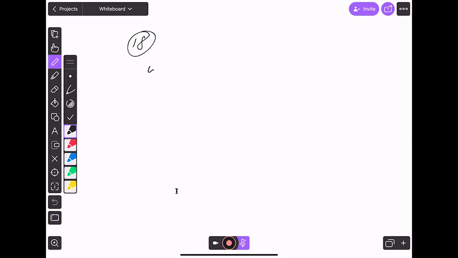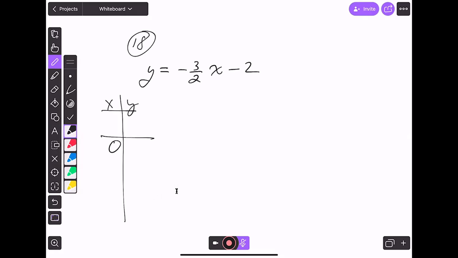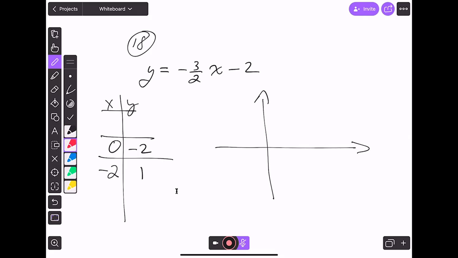What's 18? Y equals, let's see, minus 3 halves x minus 2. And they want me to graph it. And how do you graph a line? I would say pick 2 points. So I'm going to pick x to be 0. It's easy for me. That's why I pick it. And you would get minus 2. The other value I'd pick is actually minus 2 for x. Now, if you chose minus 2 for x, you would get 3 minus 2, which is 1. I'm going to graph these 2 points out. I find them to be the easiest points for me. You may disagree with that. You pick the points you like.